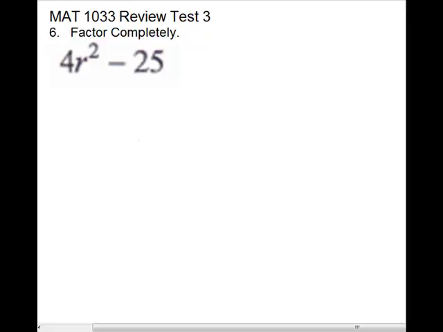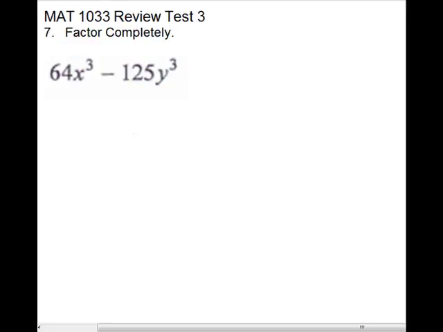Problem 6 is two terms. So we look at the exponent, it is a 2. There is no GCF, so we are going to go ahead and do squares. We'll do our parentheses, different signs, and for your 4, we'll do a 2 and an R, and the square root of 25 is a 5. So it does work as difference of squares.